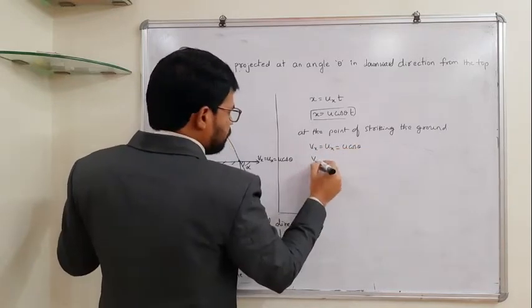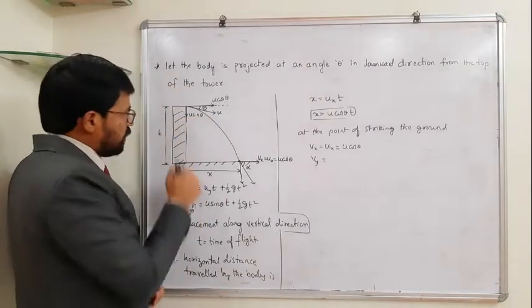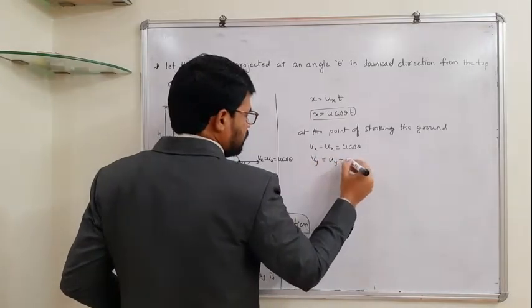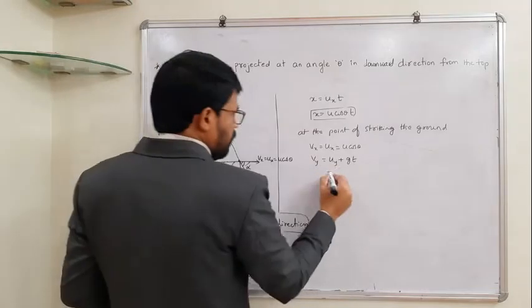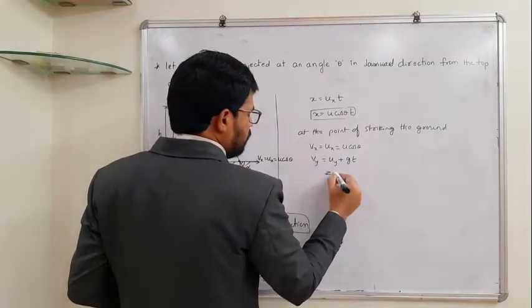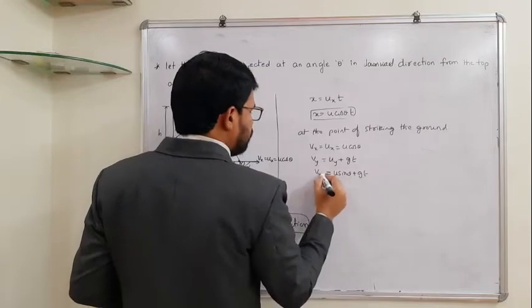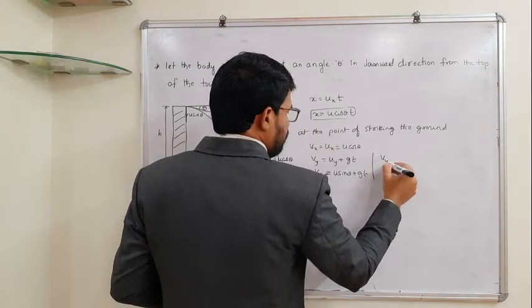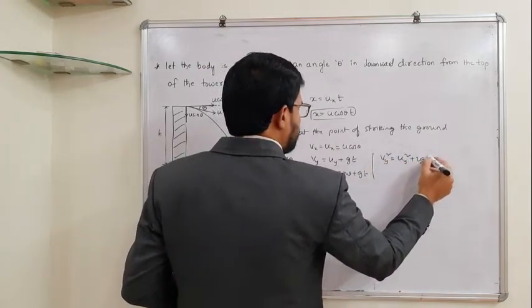What about Vy? Vy is equal to, how can it be written? In the downward direction, what is the initial velocity? uy plus gt. Like this you can write. And uy is what? Vy is equal to u sine theta plus gt. So that's how the vertical component can be written. And in terms of h, Vy square is equal to uy square plus 2gh.